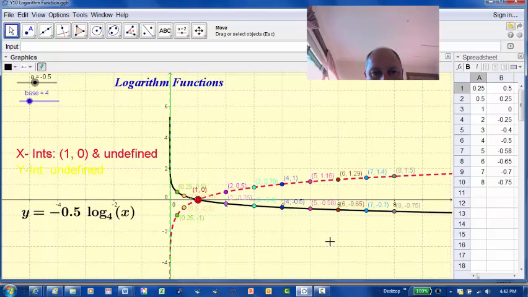I think that covers logarithm graphs. You need to now complete the worksheet and the questions from the work plan.